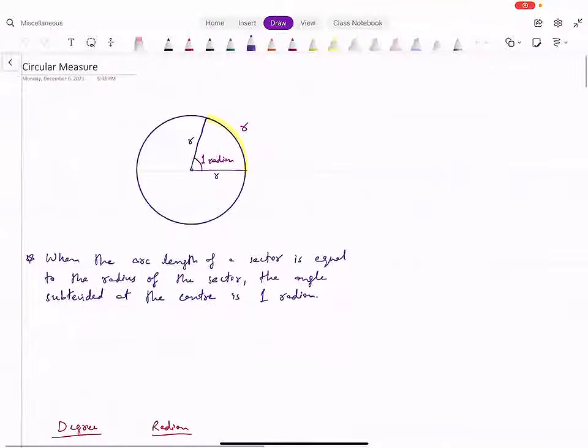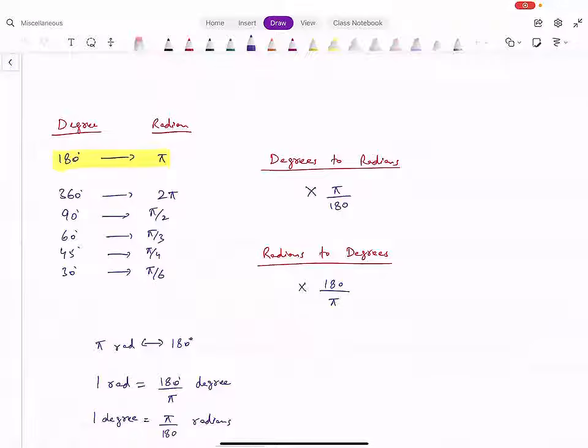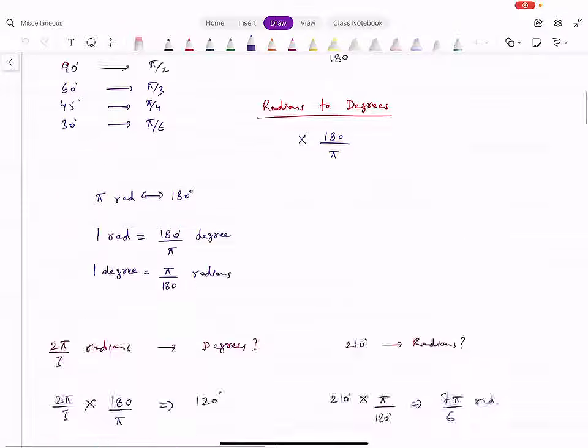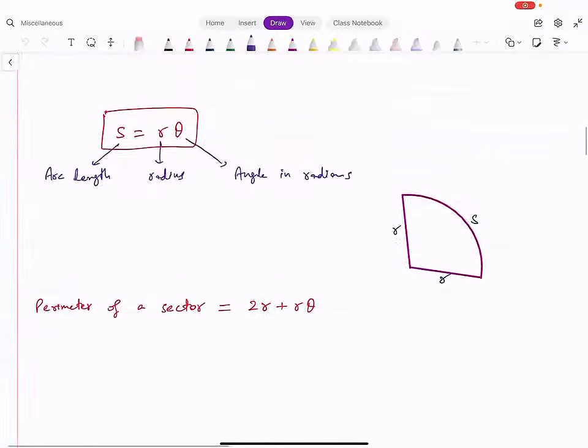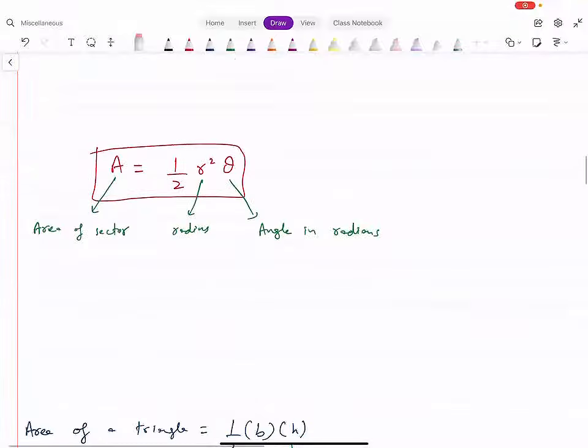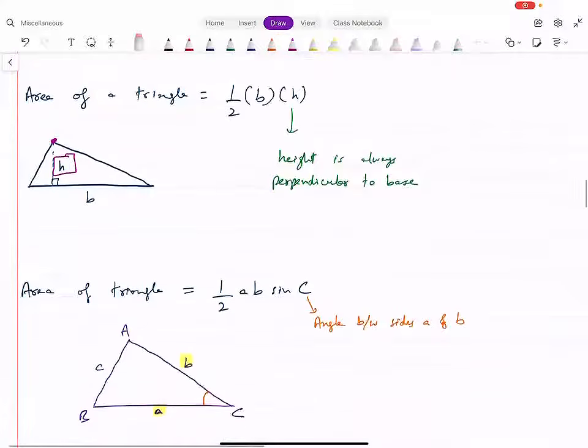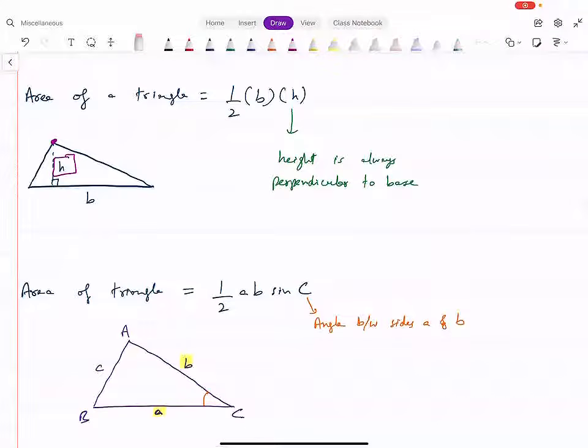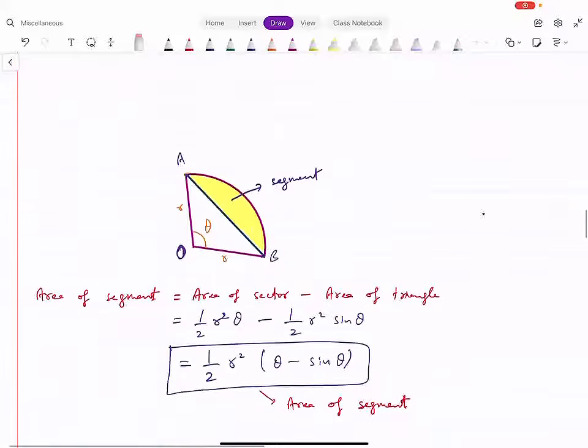When you have circular measure, you need to be able to convert degrees to radians and radians to degrees. The conversion आपको पता होनी चाहिए. Arc length का formula S equals R theta. Area of a sector, perimeter of a sector, ये आपको पता होना चाहिए. Area of a sector is given by this. Area of triangle के दो formulas, half into base into height, half into AB sin C. You need to know them.